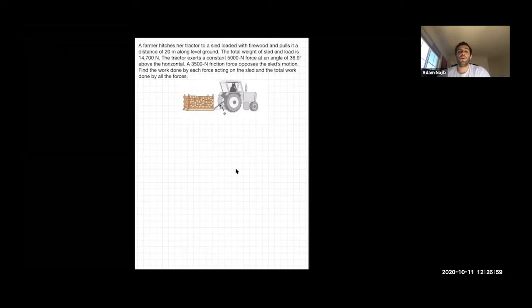So there's a lot going on here, right? We're asked to find the work done specifically by each individual force, and then also the total work done by those forces. And we're given a lot of information. The tractor moves a distance of 20 meters. The weight of the sled and load is 14,700 newtons. The tractor exerts a 5,000 Newton force at an angle of 36.9 degrees. And there's the 3,500 Newton friction force.